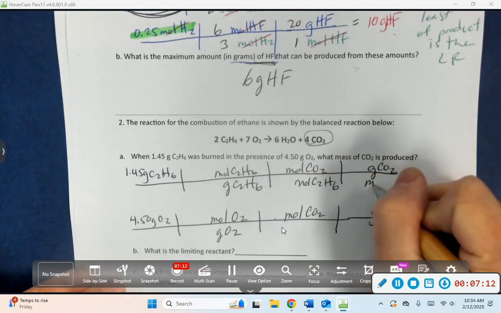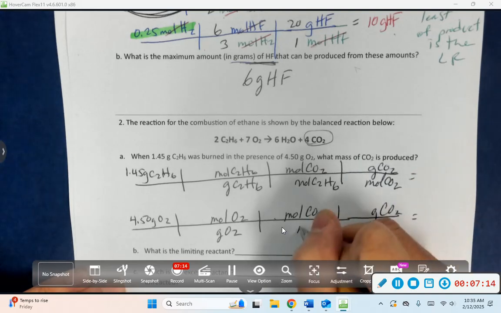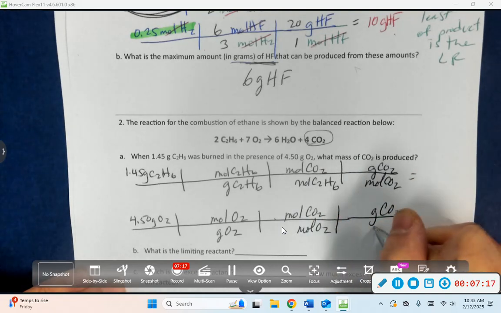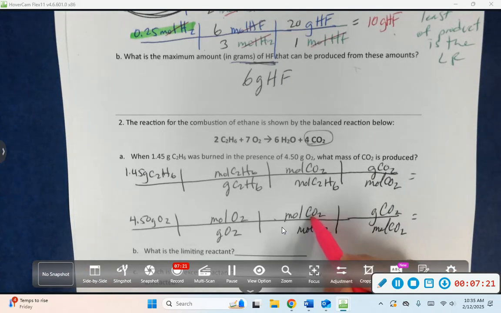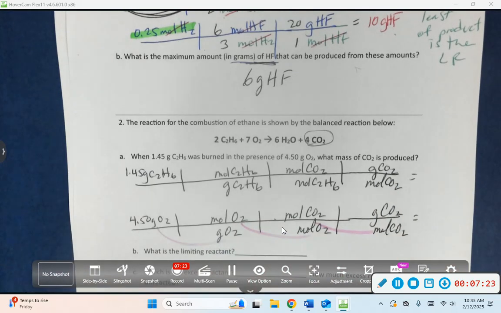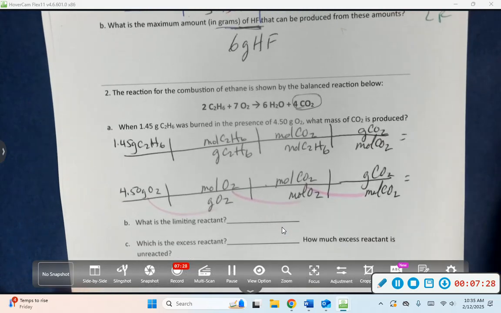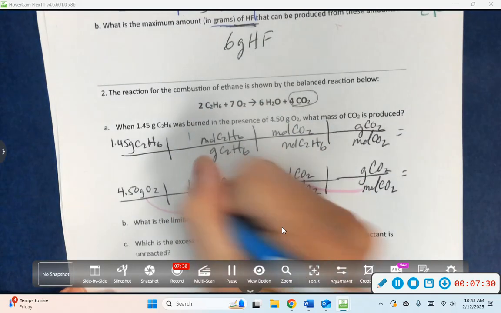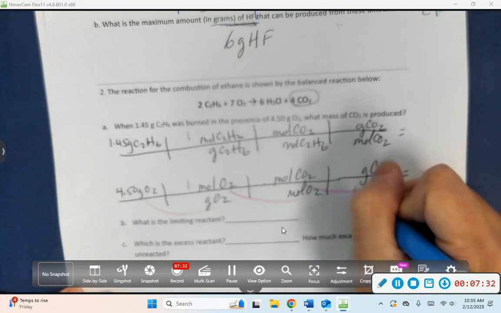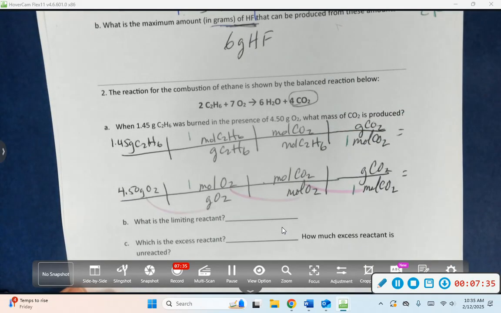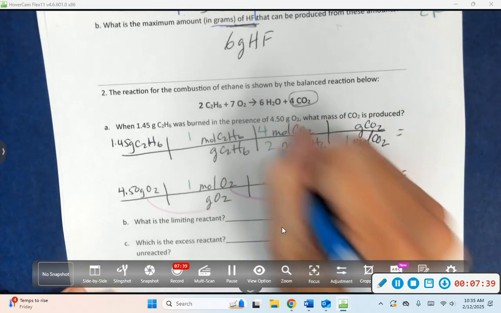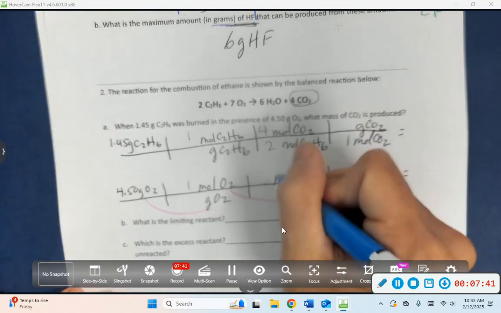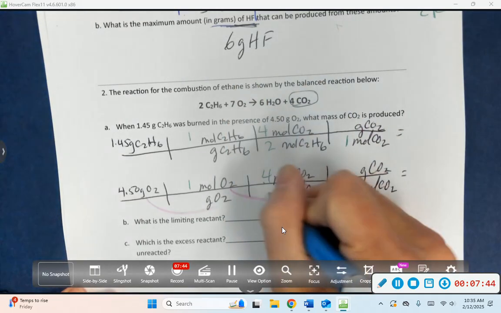Here's the mole of CO2. Mole of O2 goes down here. Mole of CO2. We've done this enough so that I don't have to show you again. Remember that we keep bringing the unit down. That's really what we've been doing. Fill in these numbers. Grams over mole, 1 mole, 1 mole. Get those numbers right. Grams over mole again, the last step, 1 mole, 1 mole. Mole over mole, get it from the equation, 4 CO2, 2 C2H6. Mole over mole, 4 CO2, 7 O2.